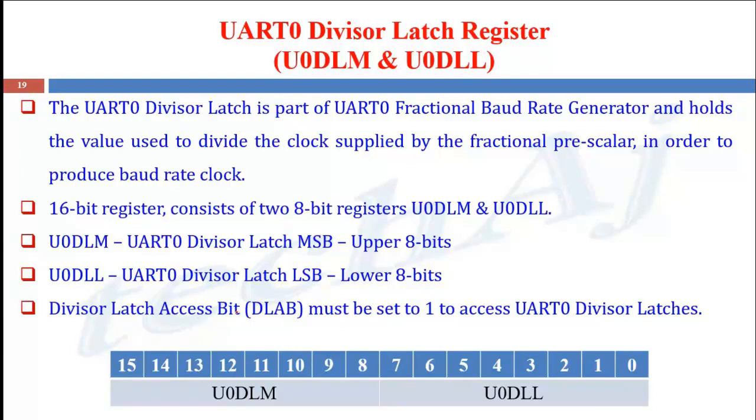The divisor latch access bit, the DLAB bit, must be set to 1 to access the UART0 divisor latches. That means if we have to access these divisor latch registers, the DLAB bit must be set to 1.